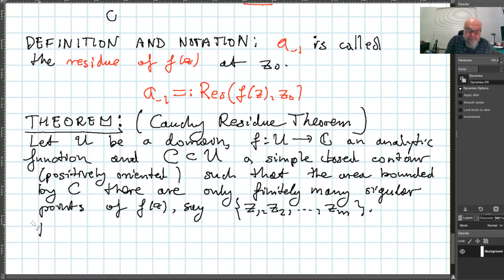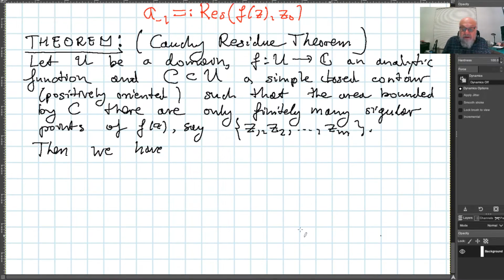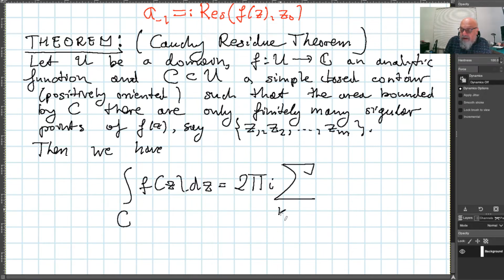So then we have, and we can write it down, the integral over C of f of z dz will be equal, again, to 2 pi i times the sum, k equal to 1 to n, those are the counts of the singular points, of the residue of the function f of z at the point zk.